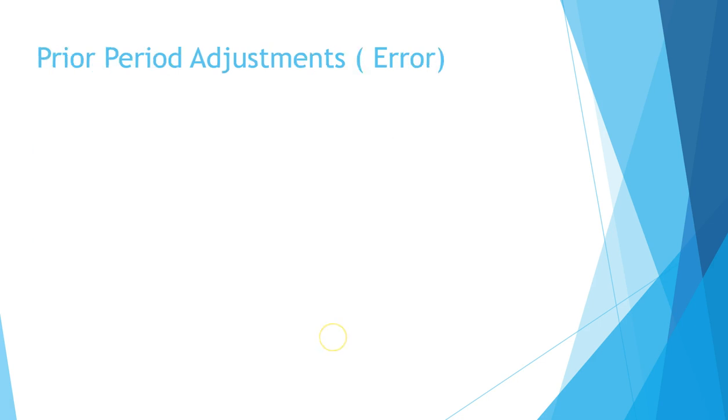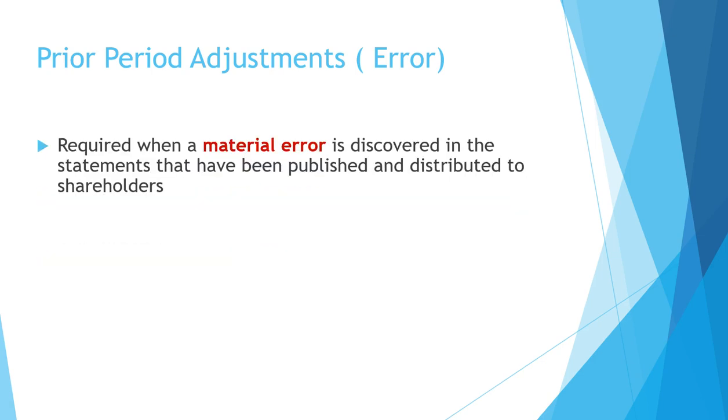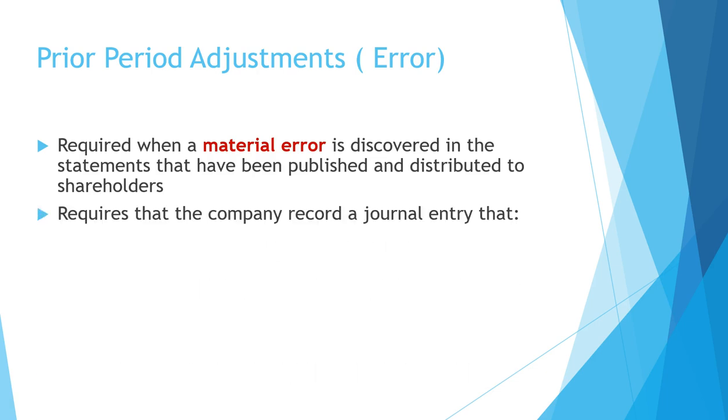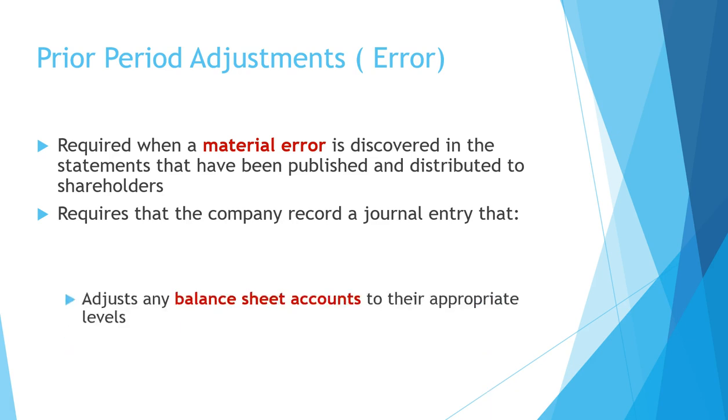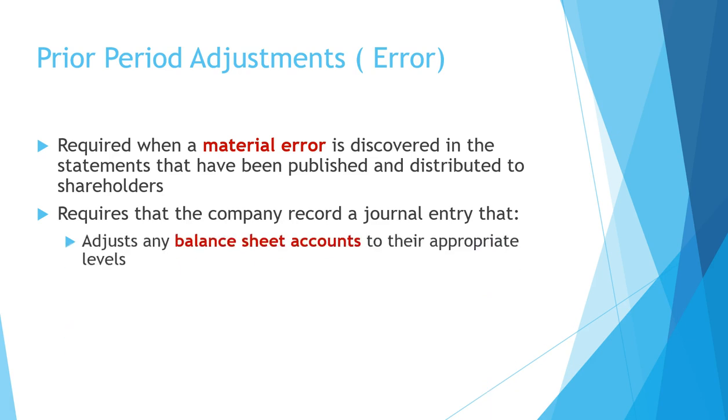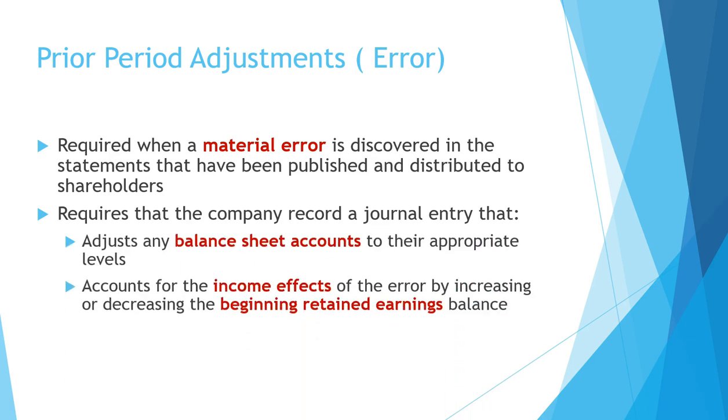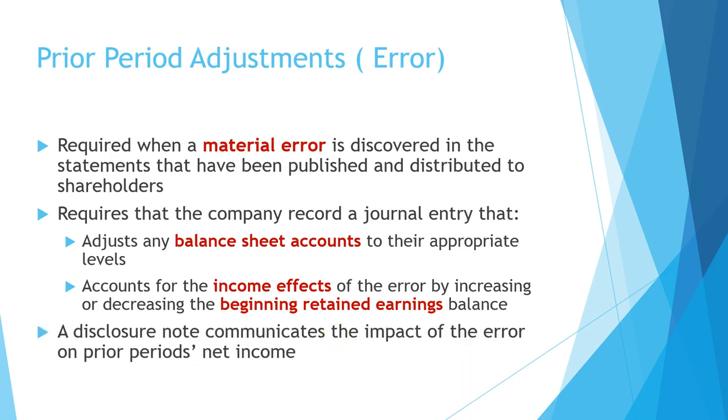Prior period adjustments, these are usually errors. They are required when a material error is discovered in statements that have been published and distributed to shareholders. This requires that the company record a journal entry that adjusts any balance sheet accounts to their appropriate levels, and the income effects of the error are treated as an adjustment to beginning retained earnings. And you need to have a disclosure note.